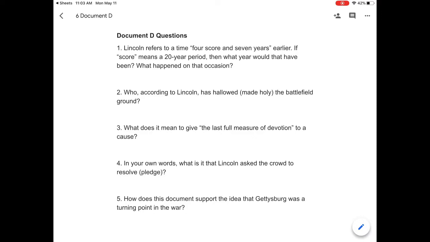There's some good evidence here, but you really have to understand what the Union needed to do and what the Confederacy needed to do in order to win the war. And these documents don't really speak to that. So we're going to take like 2 or 3 days next week and look at the larger strategic significance of the Battle of Gettysburg in the overall scope of the war.